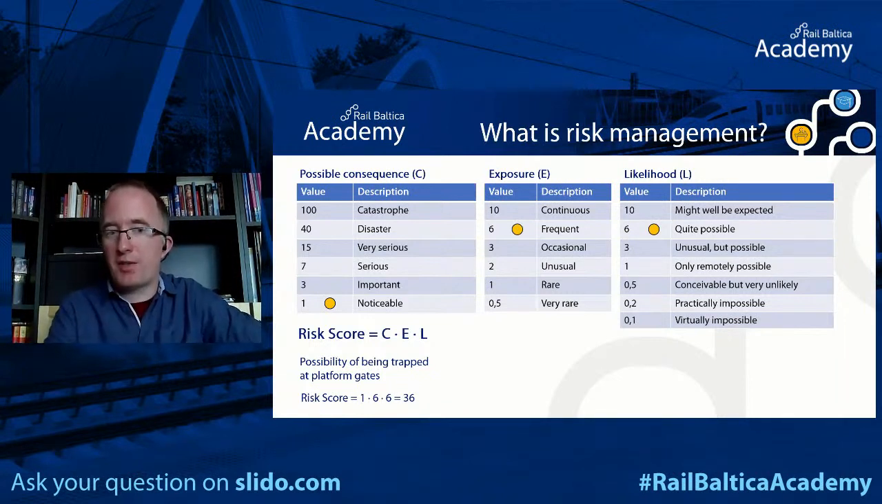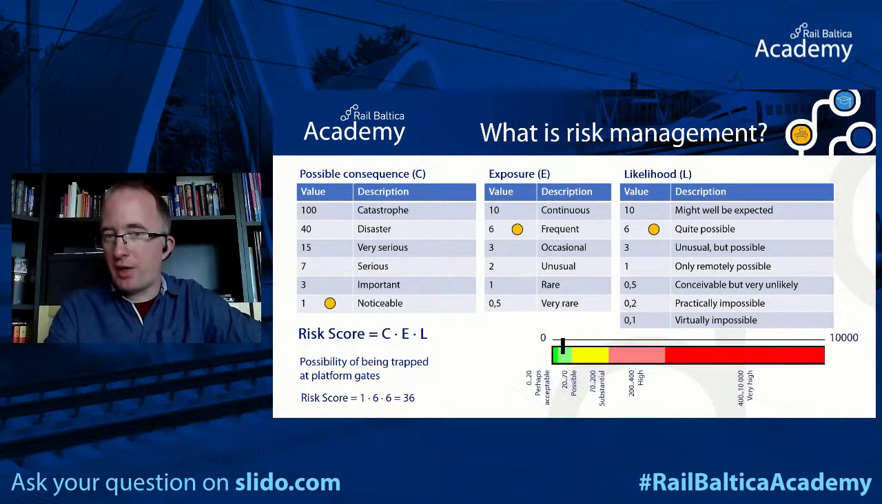Okay, but let's say we have this risk score 36. Is it good or is it bad? Not all the risk models have it, but quite a lot have also a way of translating the result into some kind of category. And here we have actually 5 different categories: perhaps acceptable risk, possible risk, substantial risk, high risk, and very high risk. We are in the second lowest category here, from 20 to 70. So I think the risk could be deemed acceptable by us.